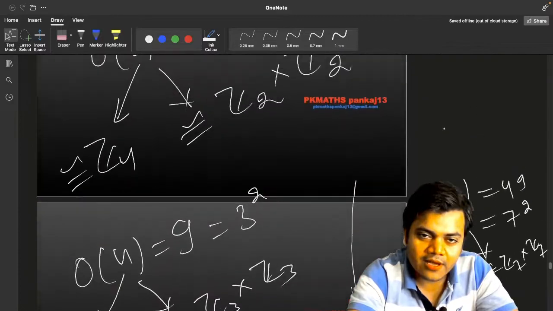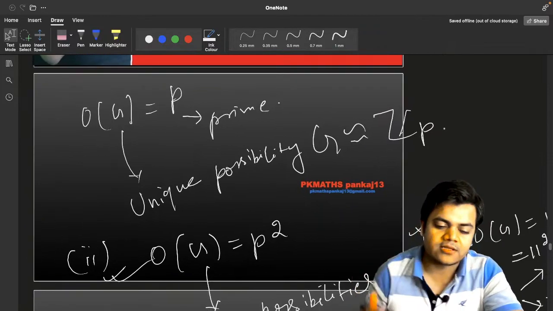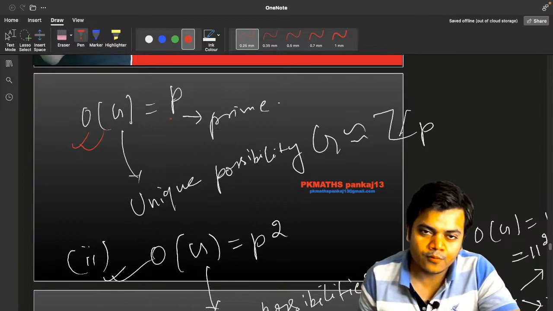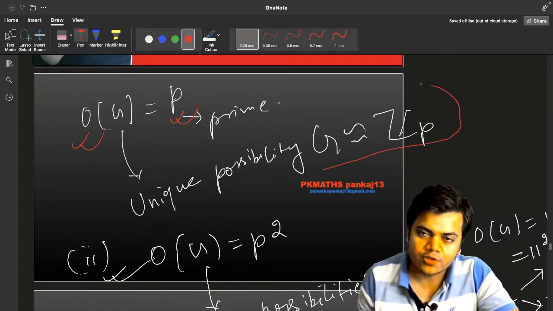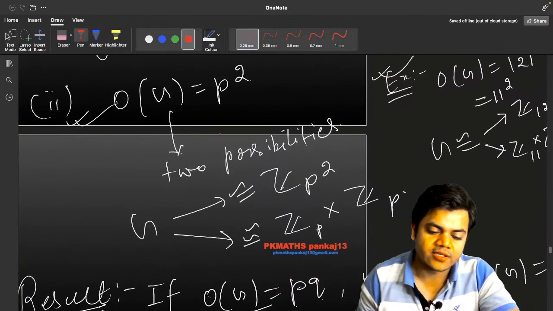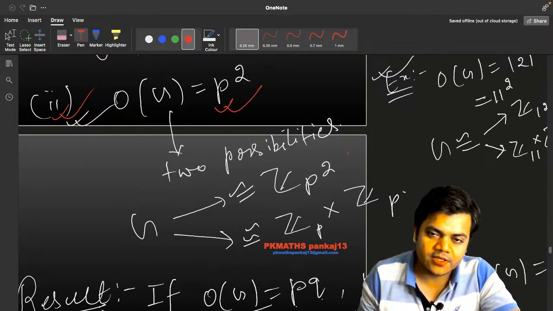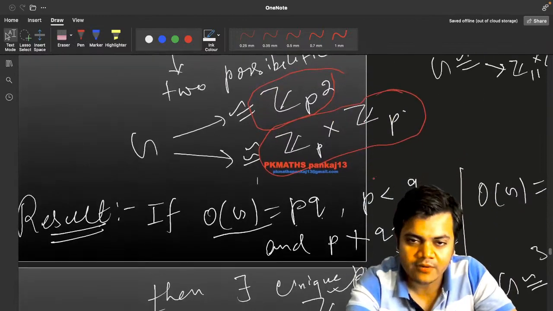So in the previous lecture we discussed some beautiful results that might help you to solve today's MCQs. The first result was: if the order of the group is a prime number P, then there will be only one possibility, that G will be isomorphic to Z_P. Another result was that if the order of G is P squared, then we may have two possibilities. The first possibility is that it will be isomorphic to Z_{P squared}, and the other possibility is that it will be isomorphic to Z_P cross Z_P.